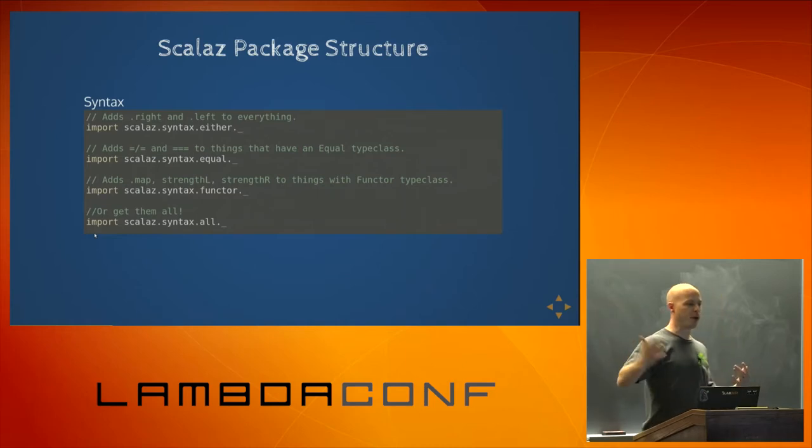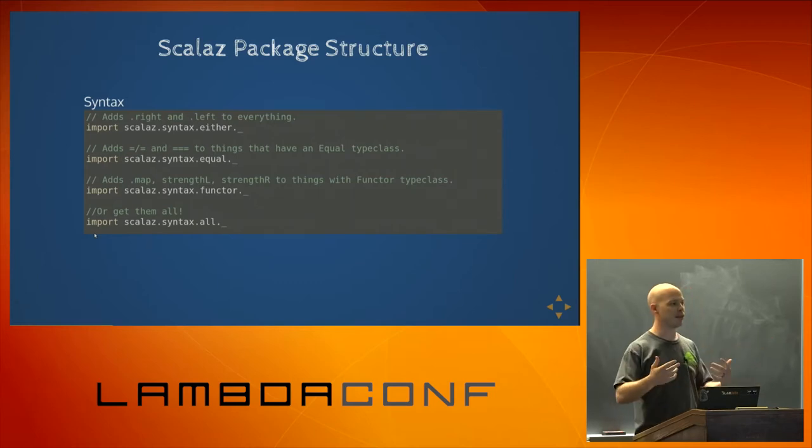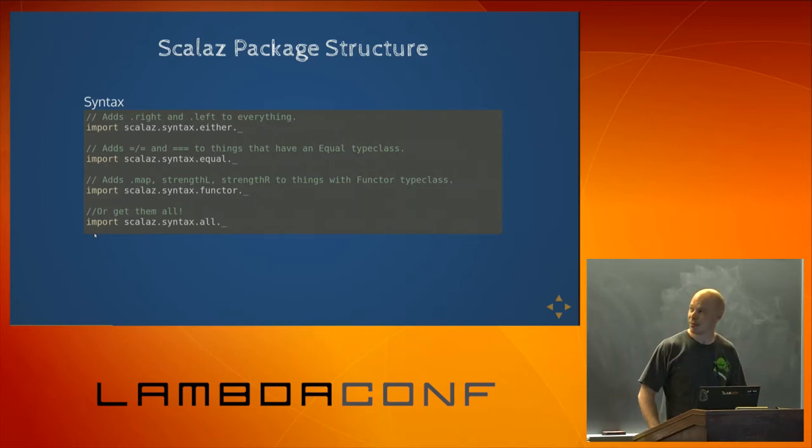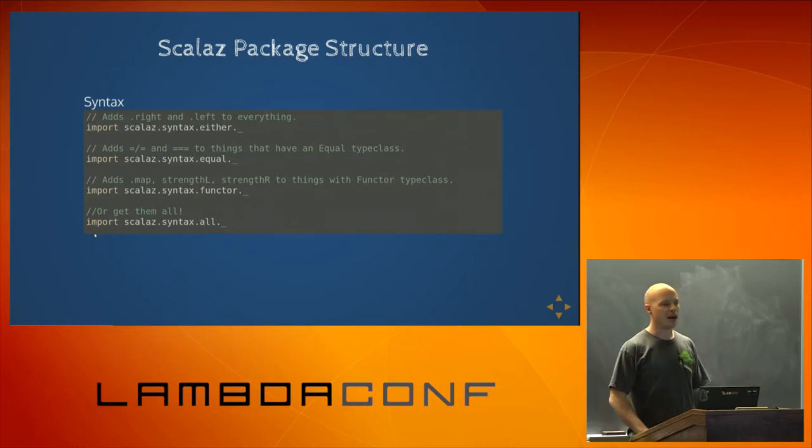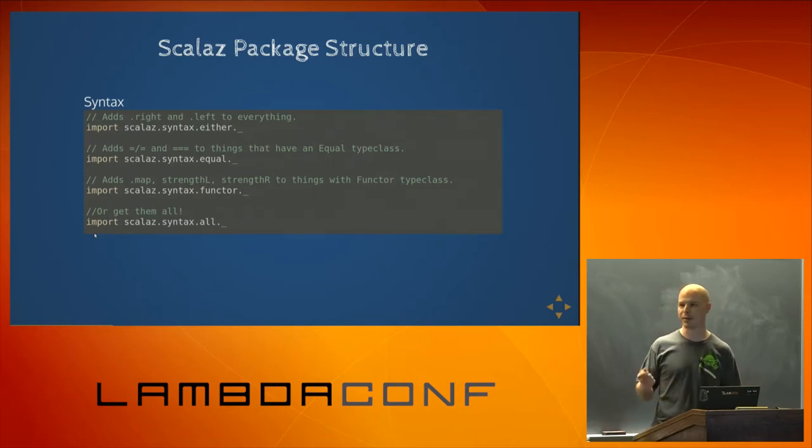Same thing with Equal. If you import Equal dot underscore, you get an implicit def that basically converts anything that has an Equal type class into something that has syntax for triple equals and equal slash equals, which is a more type safe way of dealing with equality. And the same thing with Functor, it adds map and such to your stuff that has a Functor type class. Or, like I said, you can just get them all.